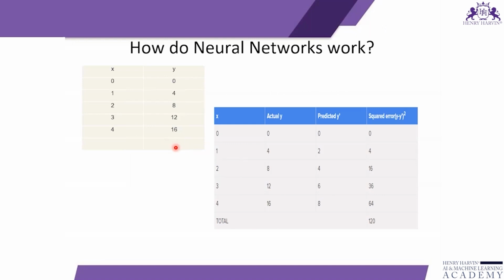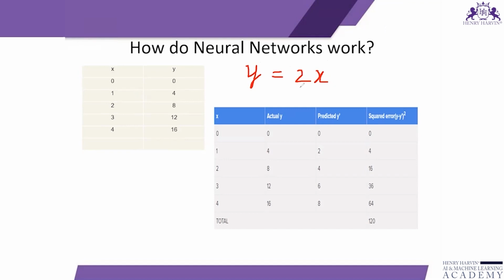But just imagine that the machine does not know the relationship between X and Y. When there are multiple features, it is going to be a tedious task. So now what will happen? Randomly, the machine may choose Y is equal to 2X. Just as an example, the machine is first randomly taking the relationship as Y is equal to 2X.